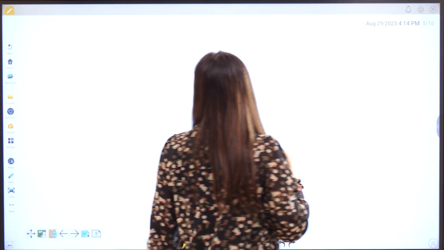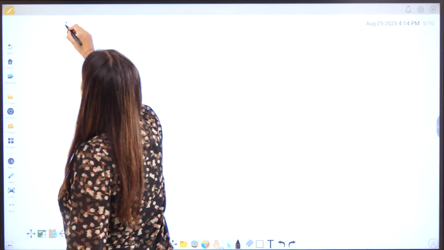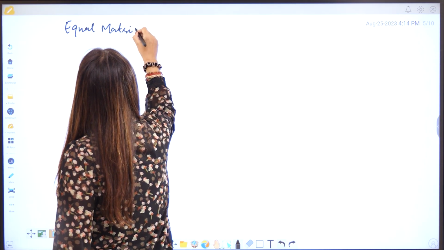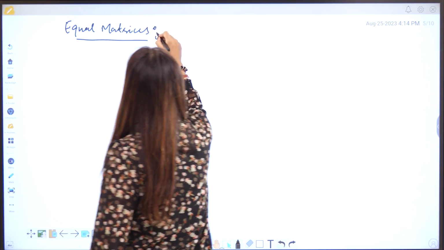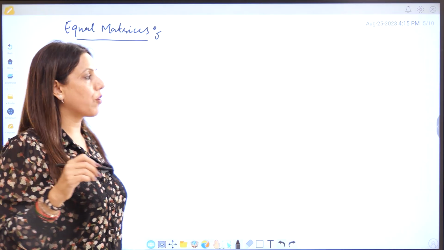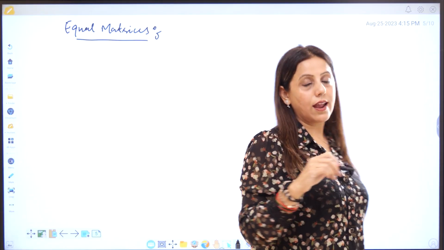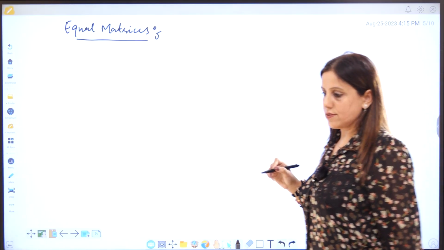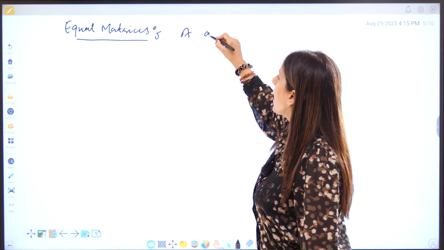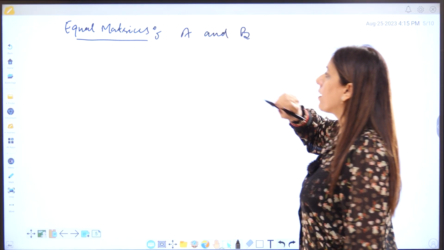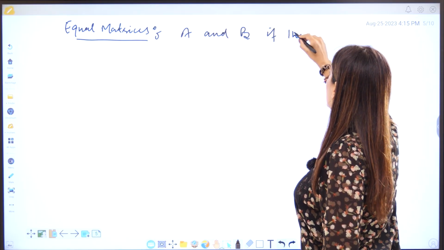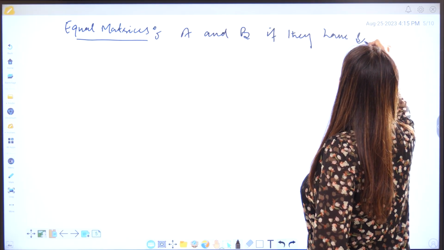Now the next type is the equal matrices. We talked about so many types, that is row, column, diagonal, scalar, unit matrix, triangular matrix, null matrix, and the last one is the equal matrices. When are matrices equal? If we have two matrices, let them be A and B, these are equal matrices if they have the same order.